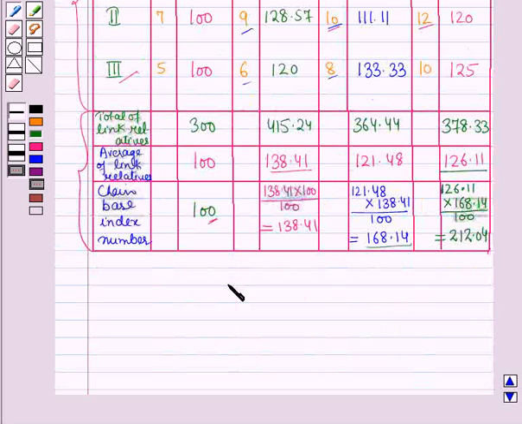So we have constructed the chain base index from the given data by using the chain base method. And this is the solution of the given question. So that's all for this session.